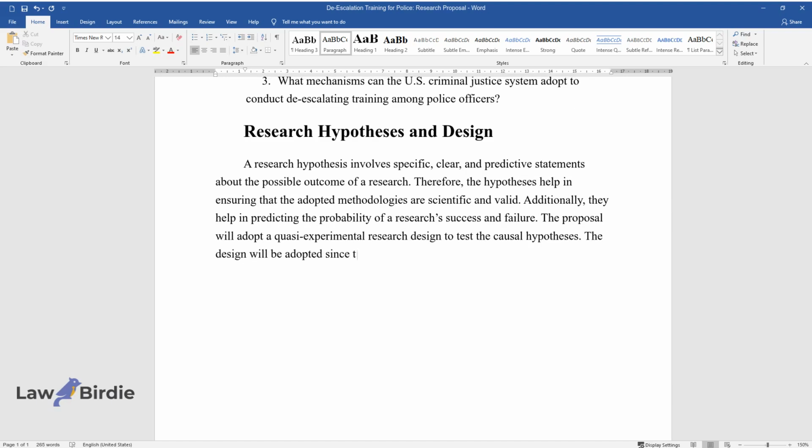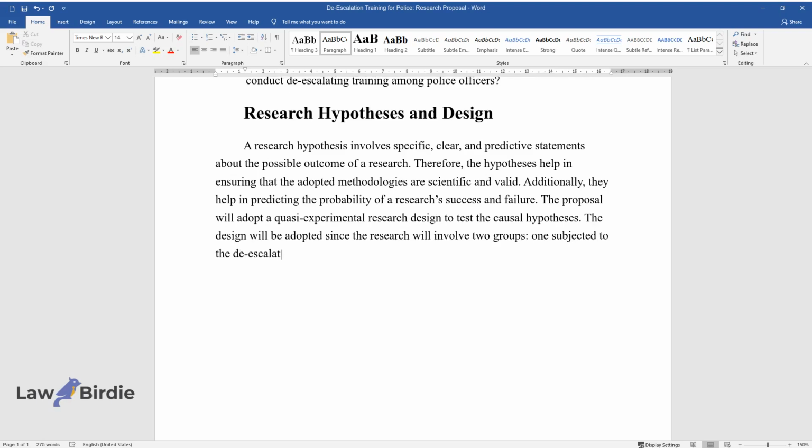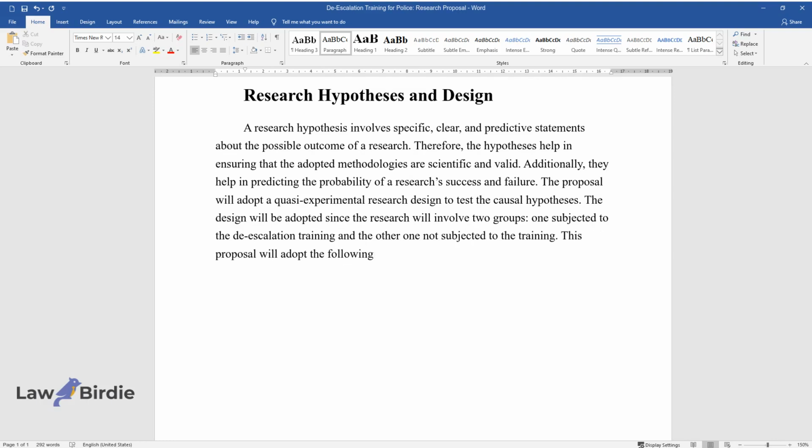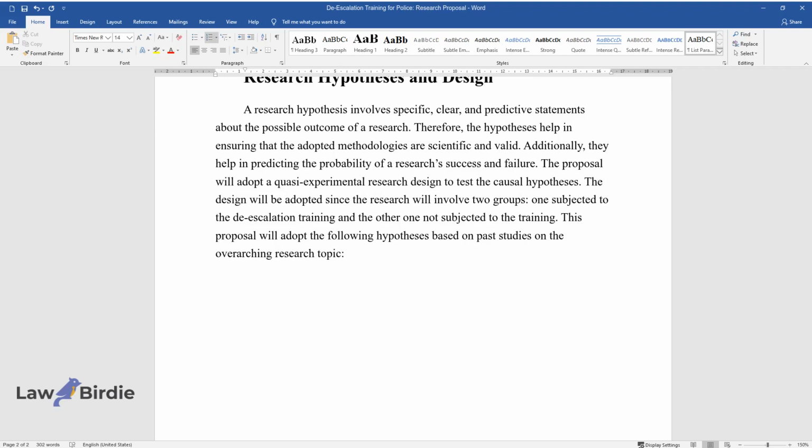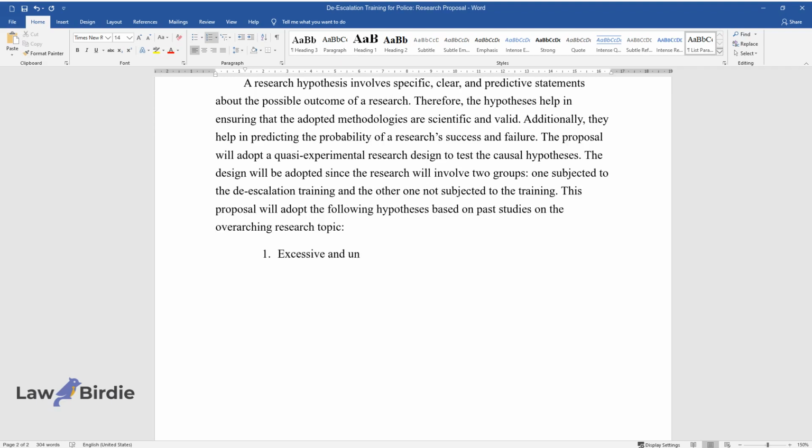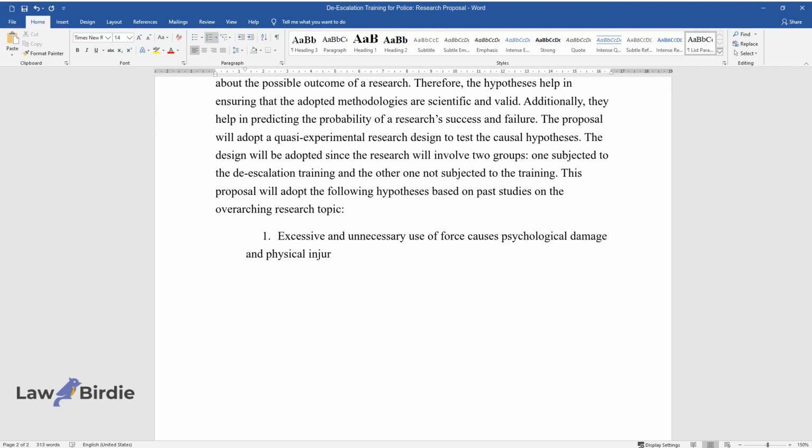The design will be adopted since the research will involve two groups, one subjected to the de-escalation training and the other one not subjected to the training. This proposal will adopt the following hypotheses based on past studies on the overarching research topic. Excessive and unnecessary use of force causes psychological damage and physical injuries to the suspected offenders.